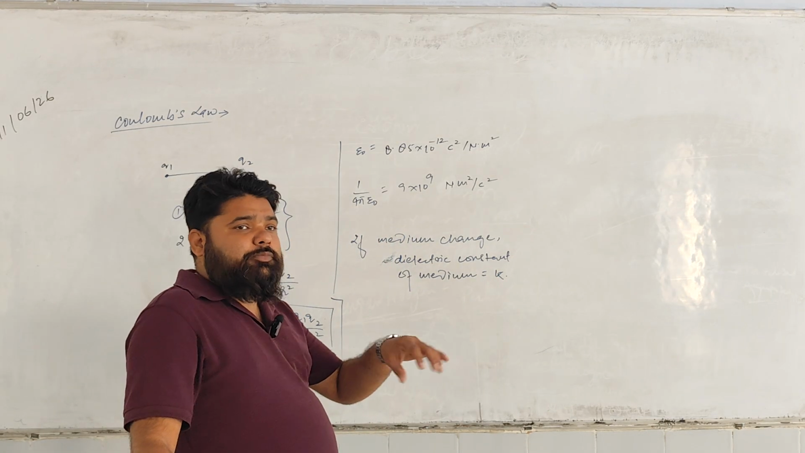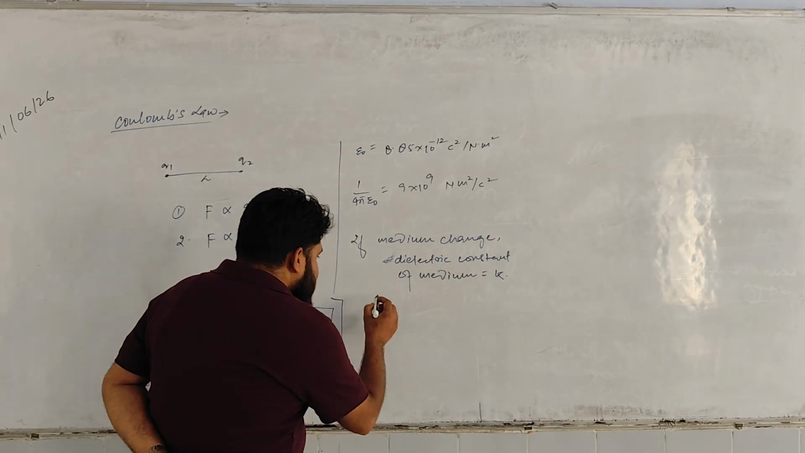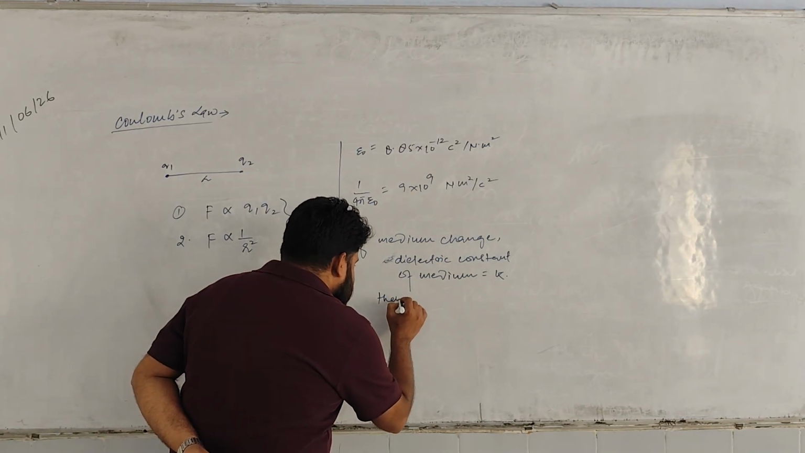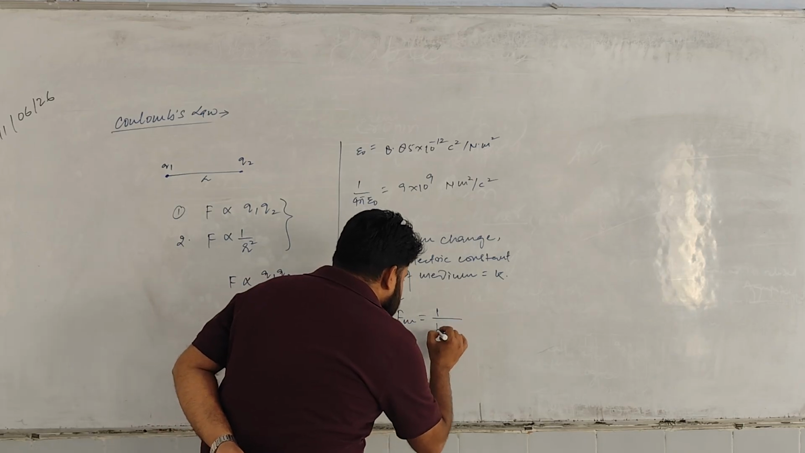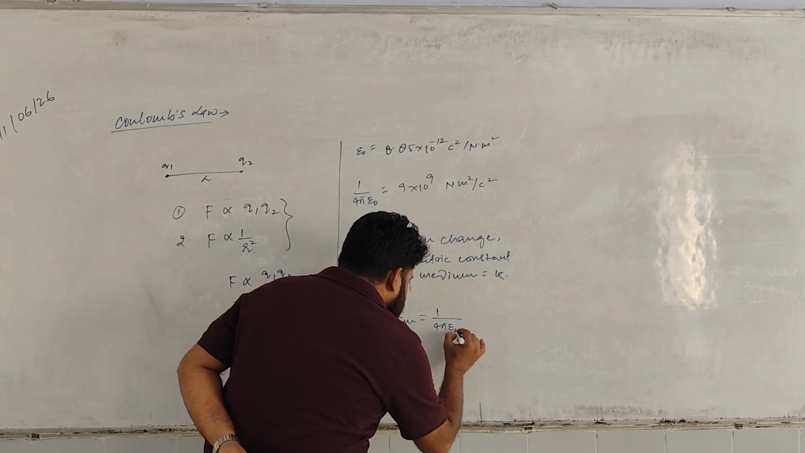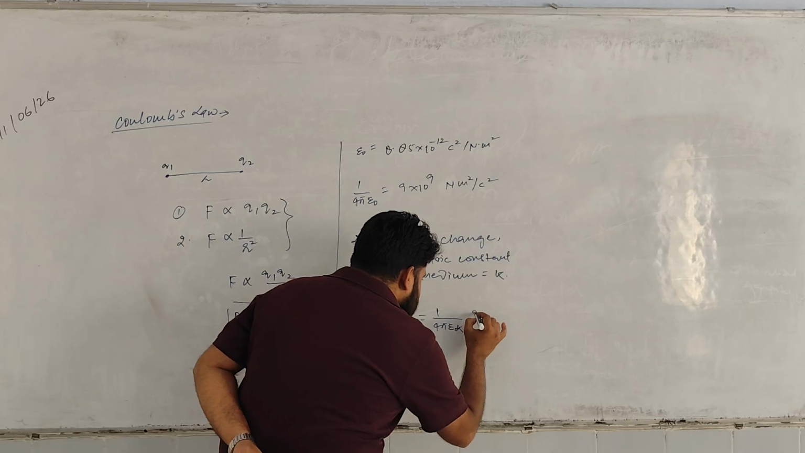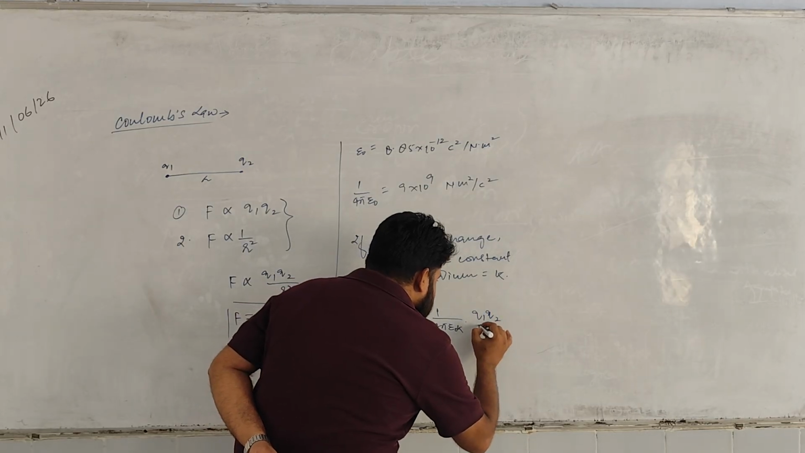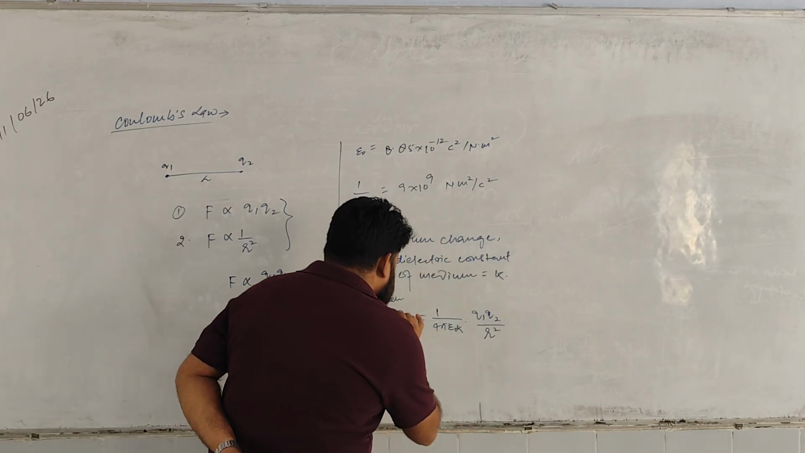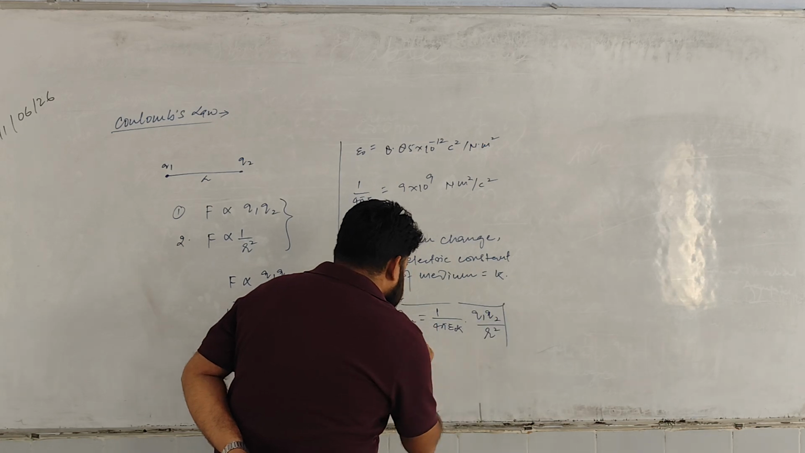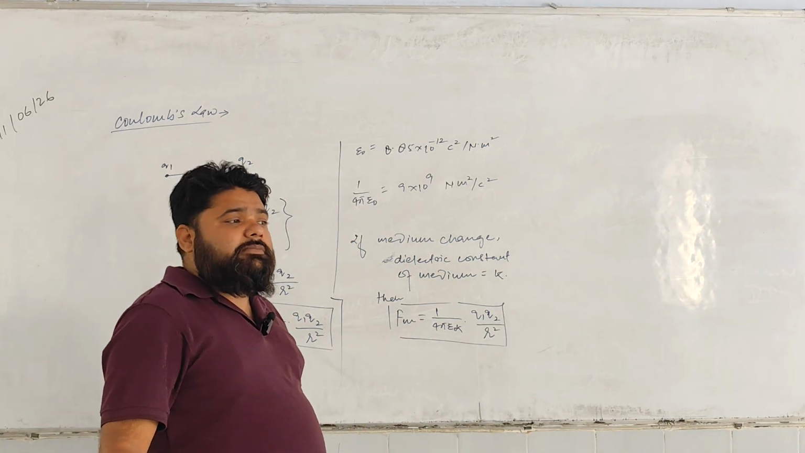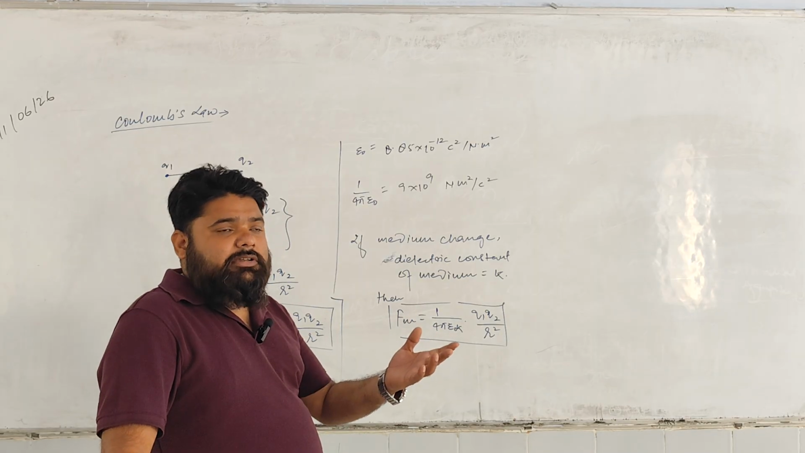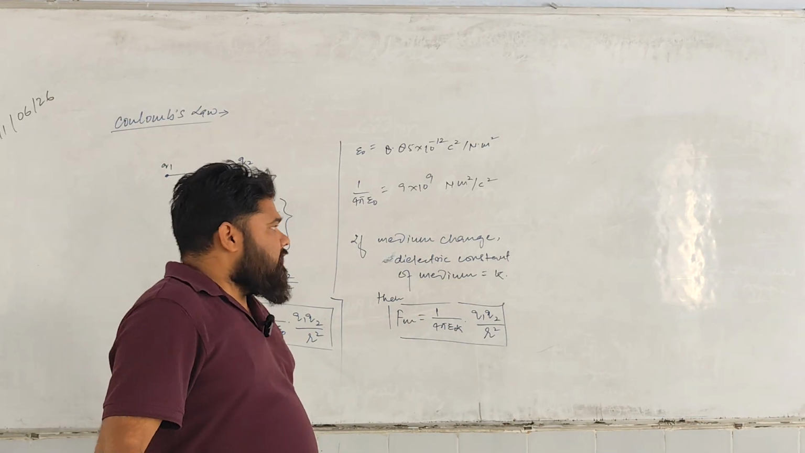The force becomes 1 upon K times. That means the force between the charges becomes F in medium equal to 1 over 4 pi epsilon naught K times Q1 Q2 upon R square. That is the force between the two charges when the medium is replaced by any other medium rather than air or space.